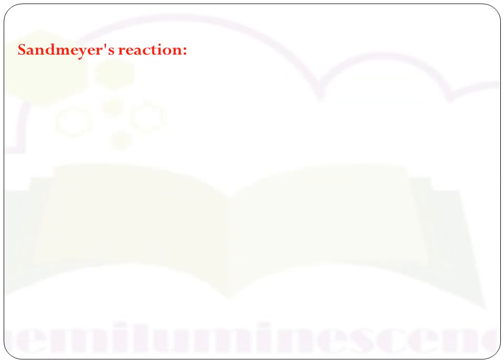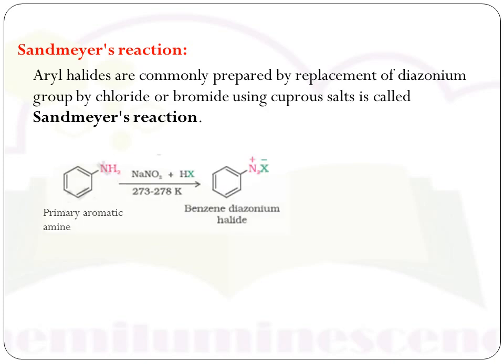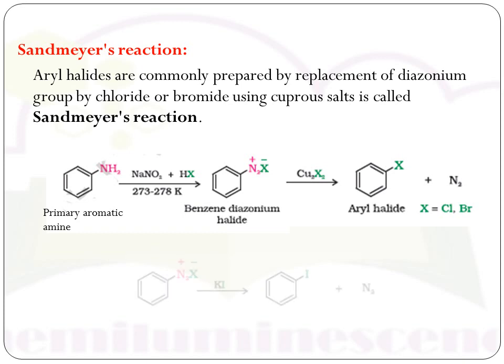Next one is the Sandmeyer reaction. In this reaction, primary amine reacts with nitrous acid and forms diazonium ion. This diazonium ion further reacts with cuprous halide and forms the corresponding chloro or bromo benzene, or chloro or bromo aryl halide. While for replacement of diazonium group with iodine does not require presence of cuprous halide. This is the reaction in which displacement or replacement of diazo group takes place.